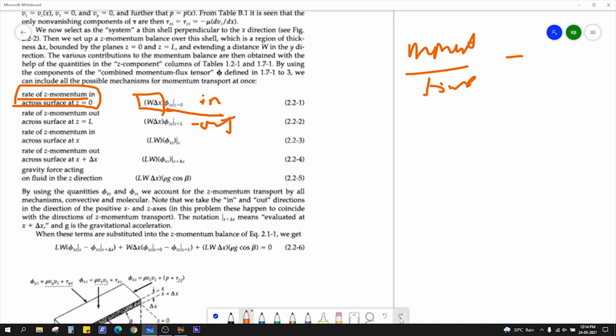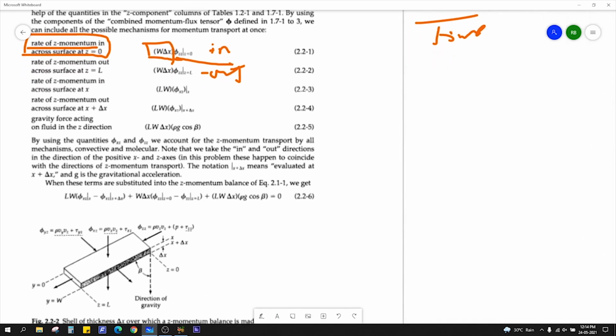At z equal to L, we have this one, out. It is the same thing, because what is the area? W delta x. The length is W and the height is delta x. So W delta x is the area of this surface, and it is the same for in as well as out. Now this is done, and again the rate of momentum across the surface at x.